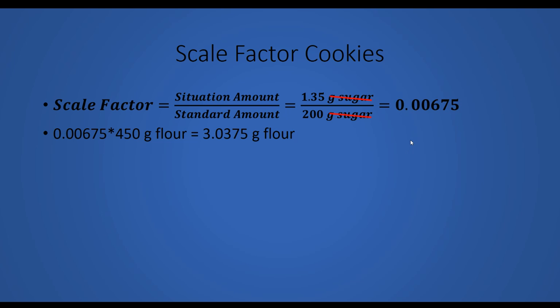And then when we multiply our scale factor by the flour standard amount, that's how much flour we're going to need. Now, I've only done the calculation for flour. If I was really going to do this, I would need to take the scale factor and apply it to all the other ingredients. But the question only asked me about flour, so that's all I'm going to do. I'm just going to do the flour because that's all I was asked about. And that's what we're going to see in our problems as well.